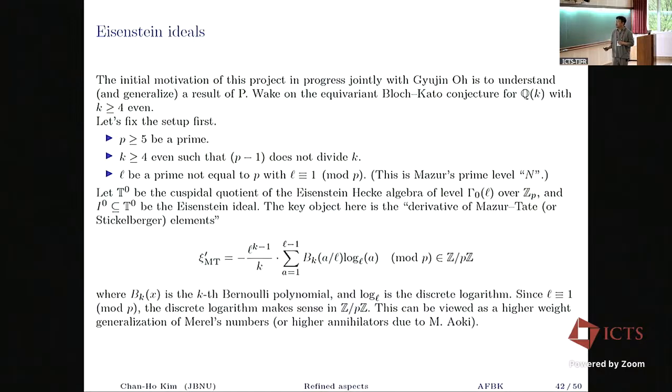And in his approach, one key object was the derivative of Mazur-Tate or Stickelberger elements like this. Here c'_k is some constant, and B_k(a/l) times the discrete log of a. B_k(x) is nothing but the Bernoulli polynomial. Log_l is the discrete log, and it makes sense in (Z/lZ)^* mod p, so we are fine. So this can be viewed as a higher weight analog of the Merel number or higher annihilator due to Miyawaki.